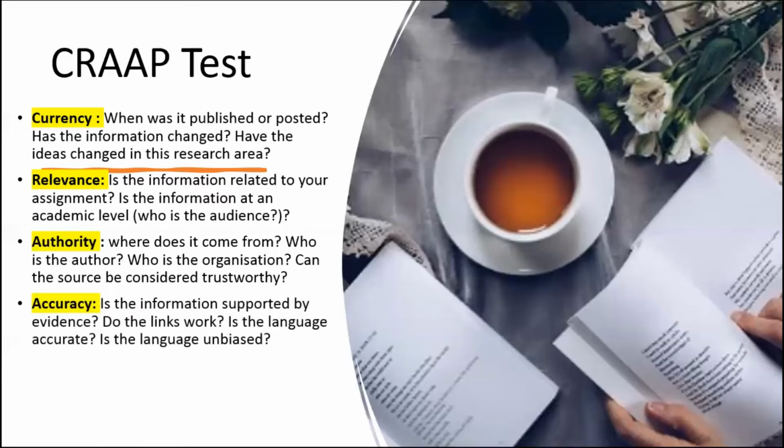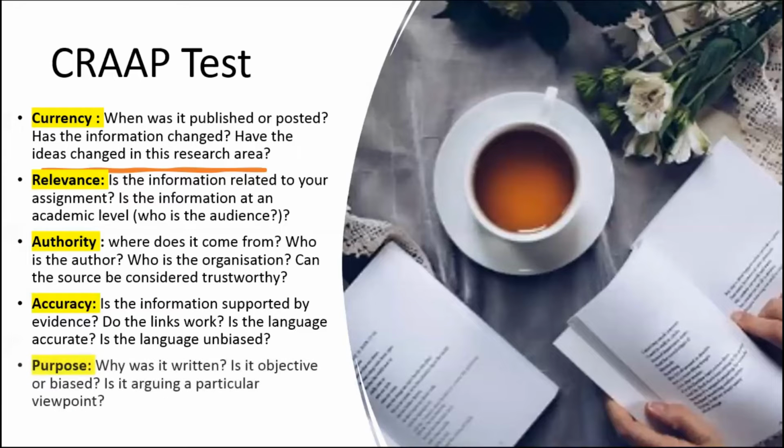Then we have accuracy, which is really the information that you're reading. Is it supported by evidence? Is there evidence in an article that you can find? Are the sources clearly given? Or is it written like it's an article with sources, but really there are none? Be careful here. If there are any links, do the links work? They should work for an online article. If they're not, again, be careful about using it.